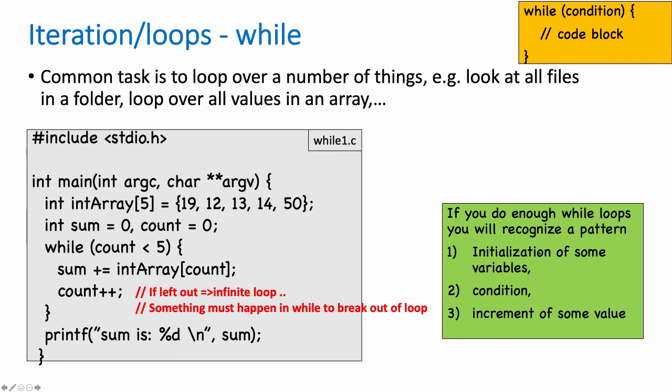If you do enough loops, you recognize that they follow the same pattern. There's some initialization of some variables. For example, we're initializing count equals 0 and sum equals 0. Then there's some condition we're going to test, and then we're going to increment by some value.